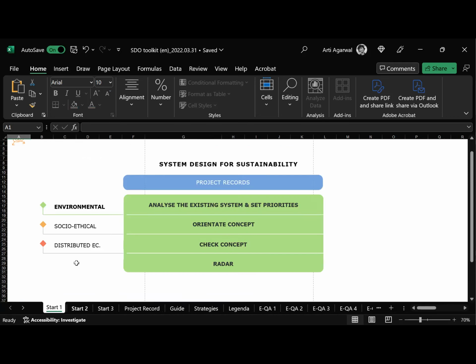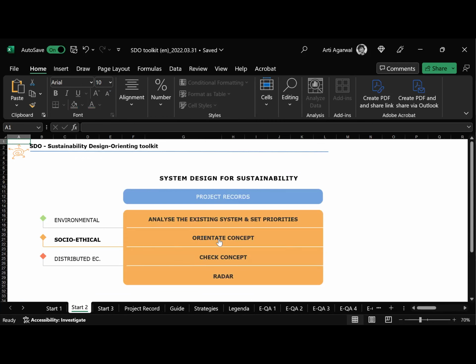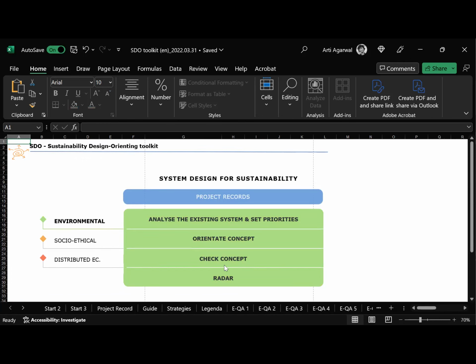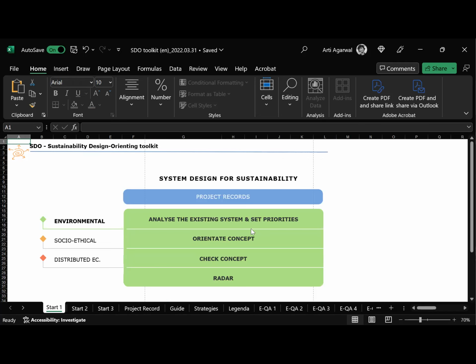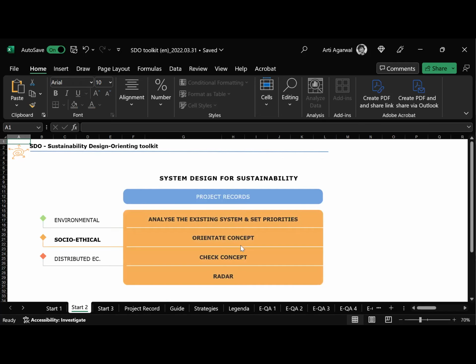Then go back to start, go to socio-ethical, do the same thing with orientate concept, then go to check concept. Again, it's the same checklist, the same criteria. Here what we're doing is writing a detailing of the problems and whether we are able to improve it or not with the design ideas we have just mentioned in that idea diagram. So you do the same thing as I just showed in the PPT. Again, you do the same thing.